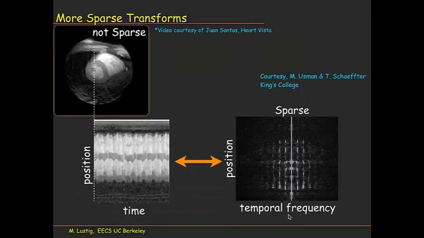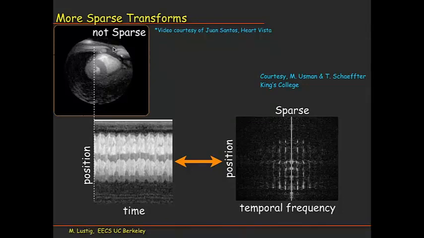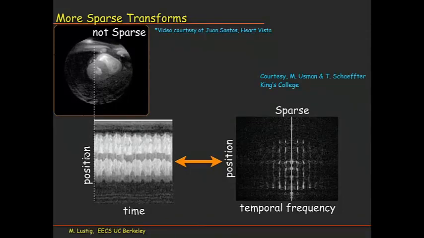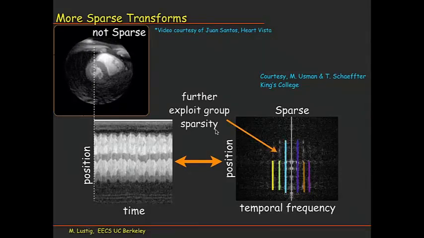Now, of course, there can be other sparse transformations, like for this cardiac image, for example, a cardiac video. You see how it changes position versus time. It will have a sparse temporal frequency representation because the signal is quasi-periodic. What you can do then is use this to denoise this sequence. What you can also do, if you look at the structure of the sparse coefficients, is notice that they also have structure, and people have also been using these ideas of group sparsity to get a better representation and denoise even further.